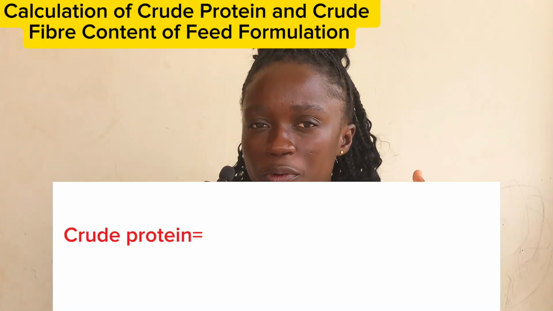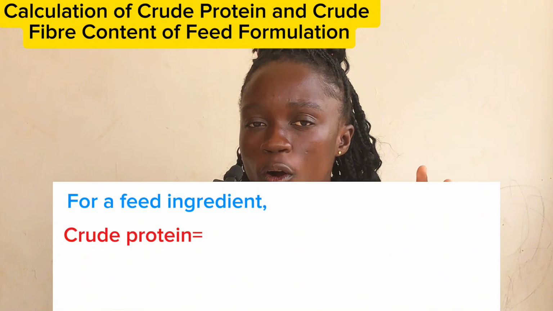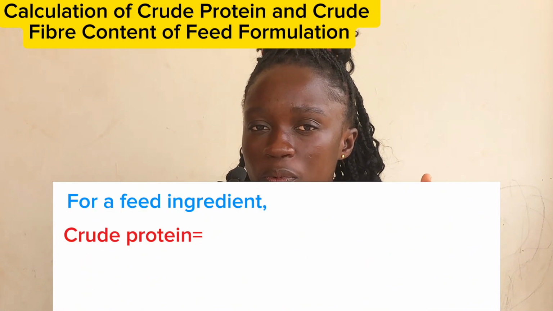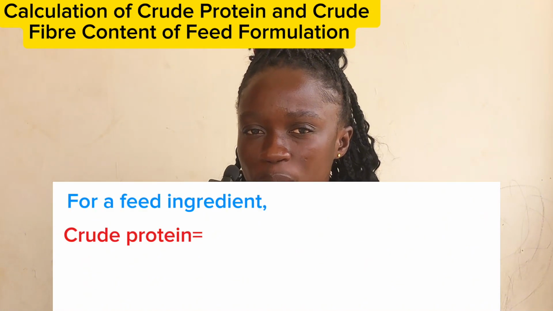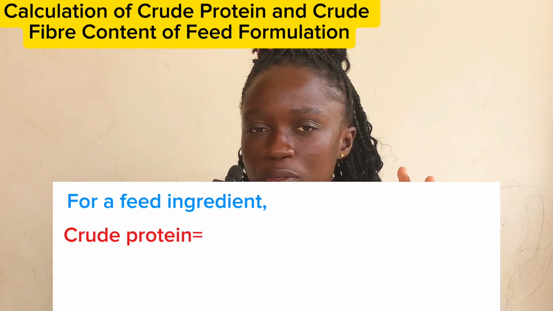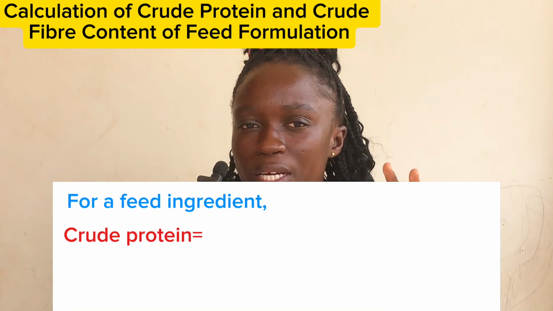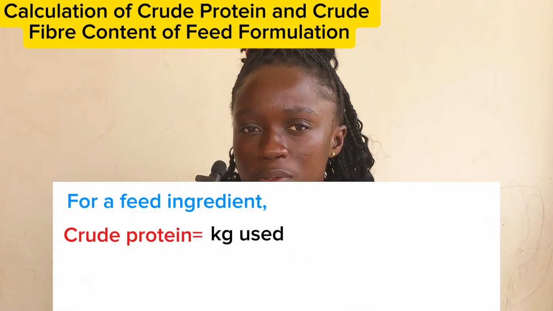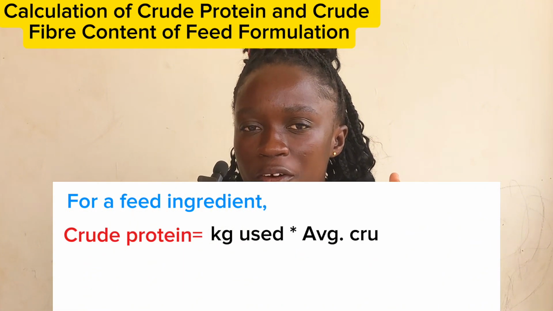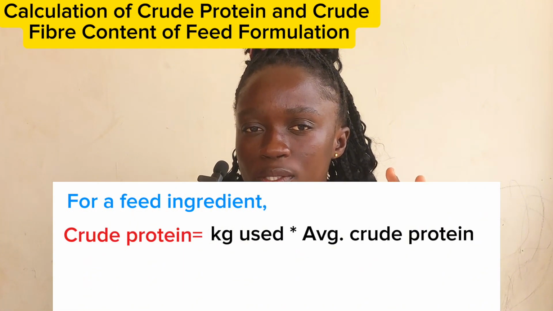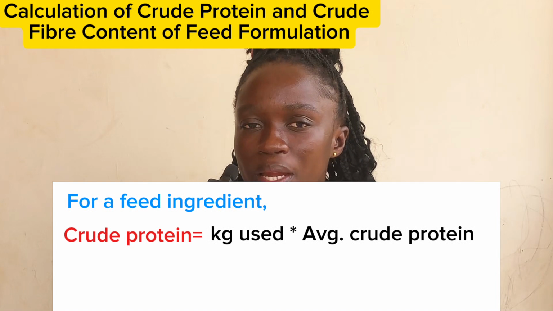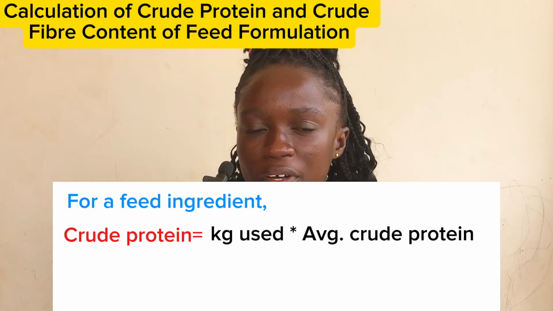So to calculate the crude protein content of an ingredient with respect to the kilograms of that ingredient that you used, it is going to be equal to the kilograms of the ingredient that you used times the average crude protein content of that ingredient. Now let me simplify that.